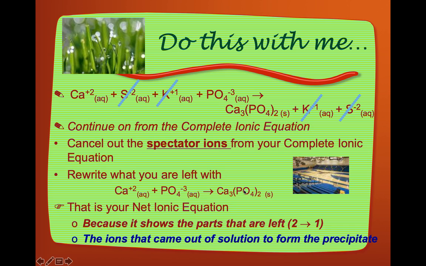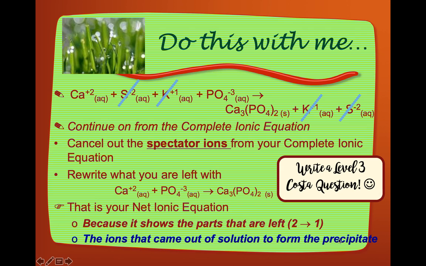All right, so the purpose of the net ionic equation is to show the ions that came out of the solution to form the precipitate. All right, go into your level 3 kind of question. Look at your COSTA guide if you need to for some different sentence starters. But that is how we do a complete and net ionic equation. So I'm building on your chemistry knowledge to now get a little bit more specific about how we represent a precipitate. Now that we know about how to write formulas and we know about ions, we can do something like this.